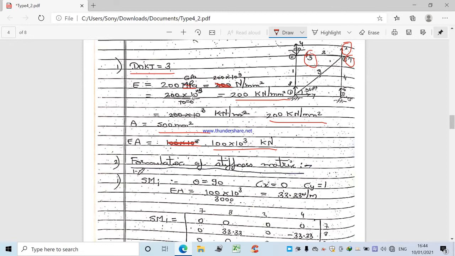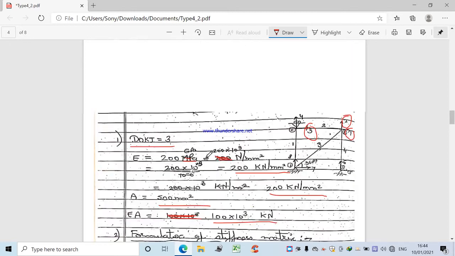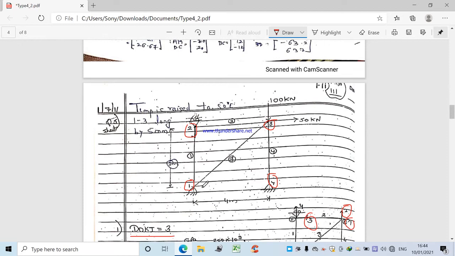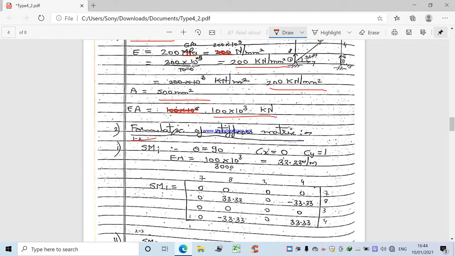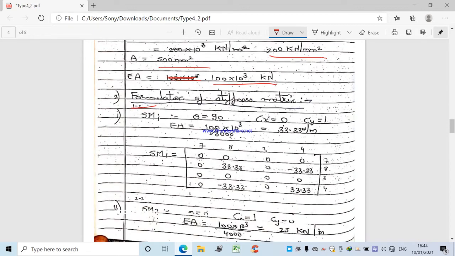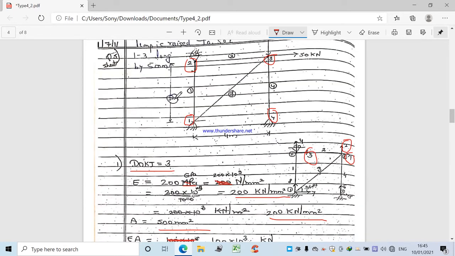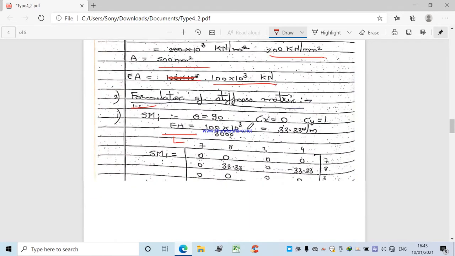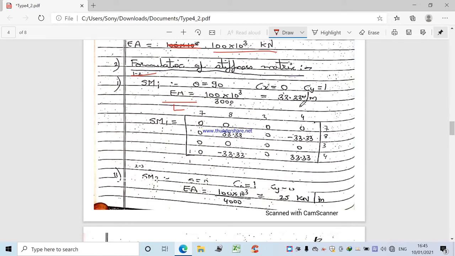So we have to consider member 1-2. Let us see where 1-2 comes. This 1-2 is the vertical member. Then the angle is 90, therefore Cx equal to 0, Cy equal to 1, from sine 90 and cos 90. Then we have to use the EA by L value. So 100 into 10 to power 3, EA is already calculated, and length is 3000. As the value of 3 meters is given, we have to use it in mm. So 33.33 is the value.